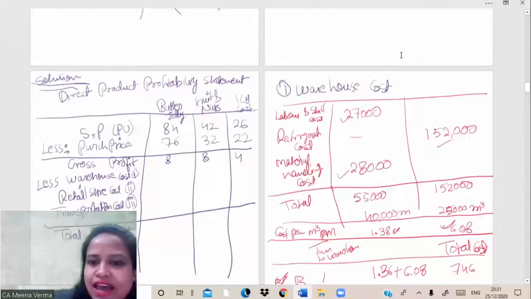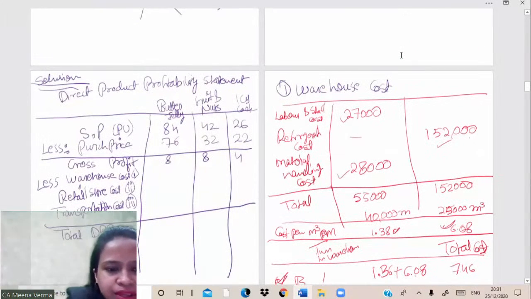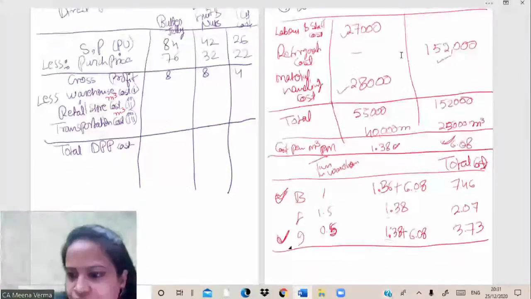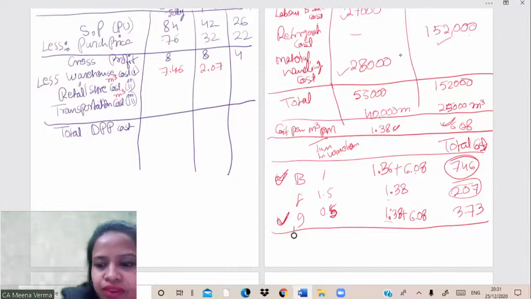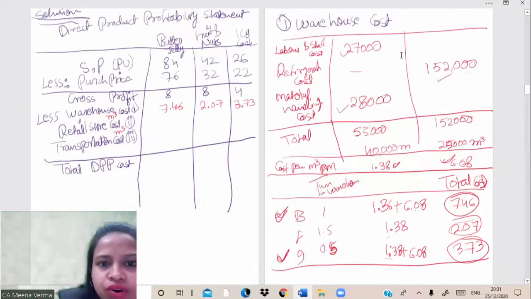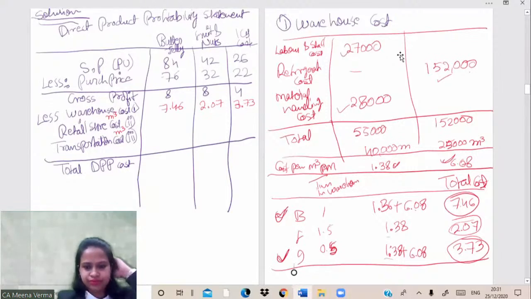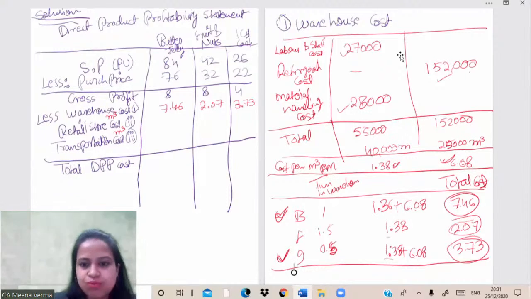So this is the cost I have for the warehouse. Now you will consider the warehouse cost per meter cube. For example, we are considering this value as per meter cube. So this cost is 7.46 for butter and jelly, 2.07 for fruit and nuts, and 3.73 for icy cool. I hope the question is clear up to this place.